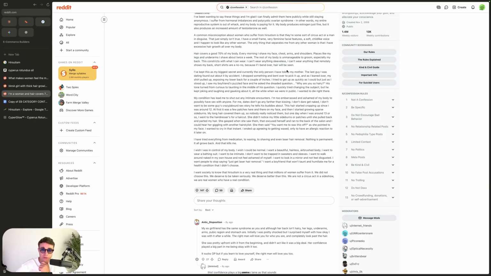This restricts what I can wear. So again, we've got another bit of context around people being really picky about their clothing and just not wearing anything sleeveless or with cuts. I can't wear anything that remotely shows my back. I've kept this my biggest secret, and currently the only person I've told is my mother. The last guy I was dating found out by accident. I dropped something and bent over to pick it up, and as I leaned over, my shirt pulled up, exposing my lower back for a couple of inches. I tried to get up as quickly as I could, but just as I stood up, I saw my boyfriend's puzzled face, and I dreaded the question, "Why are you so hairy?"